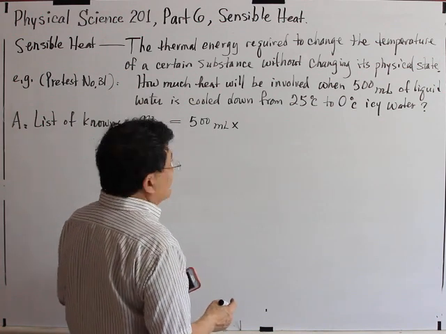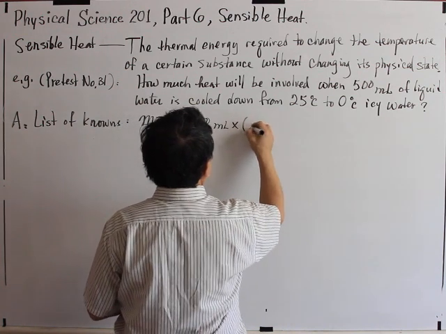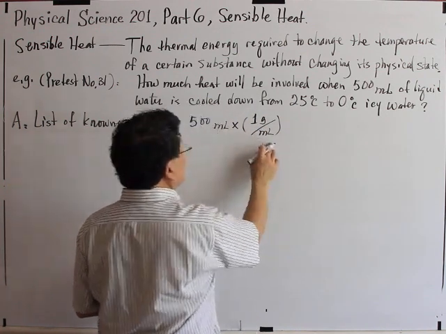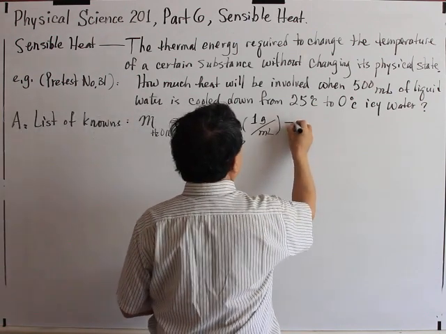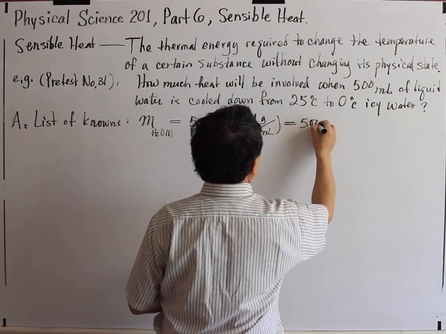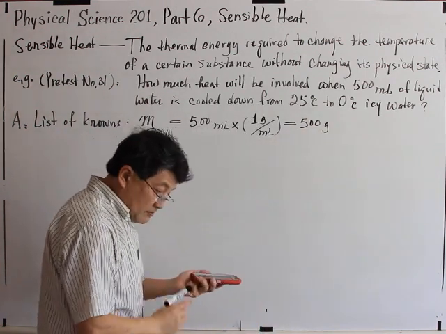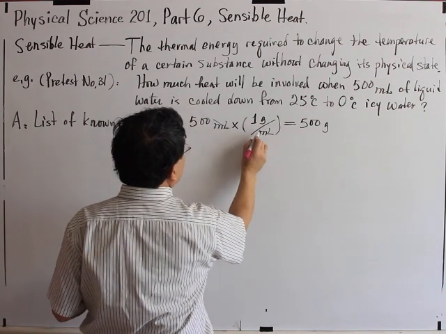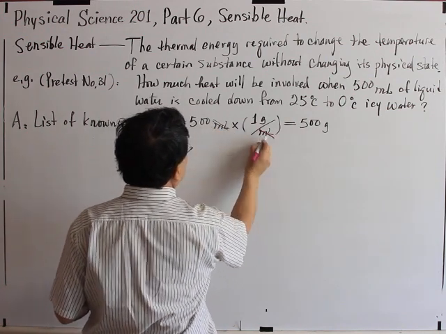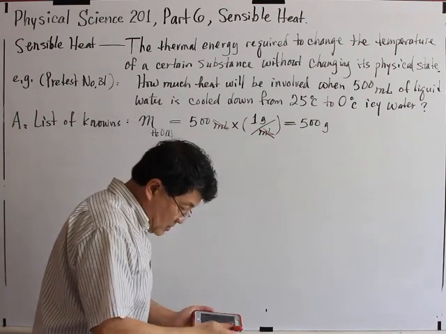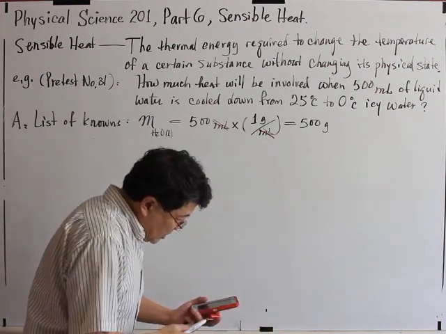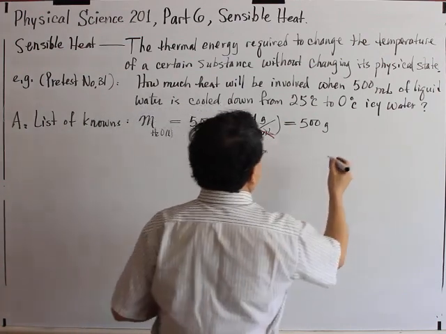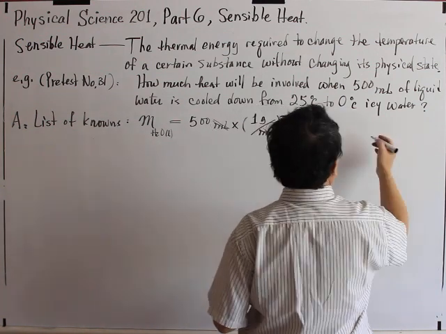Should be arranged as part 5, right? So it's going to be 1 gram per milliliter. That's the density for water. And that gives us 500 grams. Now how does this come up? It comes from the cancellation of milliliter to milliliter, because one is on the numerator and the other is the denominator. So we are able to cancel it into 1, and that gives 500 grams. Mass is 500 grams, and then the temperature change.